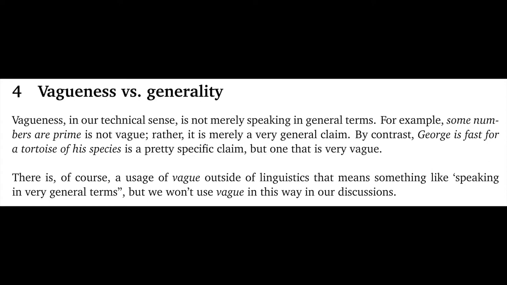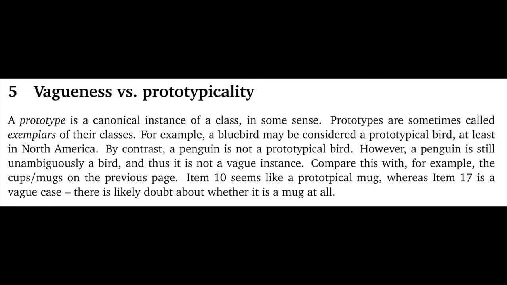Now, I recognize that there's a sense of the word vague outside of linguistics that means something like speaking in very general terms, but we won't use vague in this way in our discussions, just to help try to keep these concepts separate. Our next competitor notion is prototypicality. This is often smooshed together with vagueness, even in technical discussions, but I think they're clearly different.